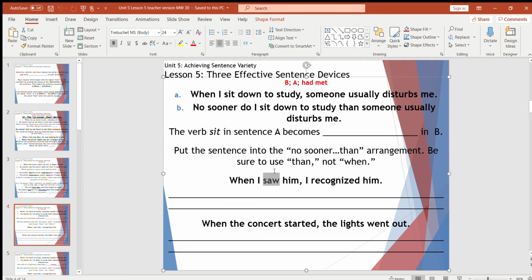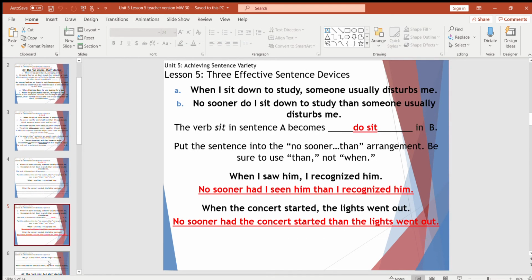When the concert started, the lights went out. Alright, so again, we start off with the no sooner. So no sooner, let's go with had again. Had my subject, the concert started, had started. Yep, that sounds good. So no sooner had the concert started, don't forget the than, the lights went out. What you'll notice in both of these cases is I used had, but I could have used a different form of a helping verb instead, okay? So there is some variation here, just as long as your verbs correctly match each other.